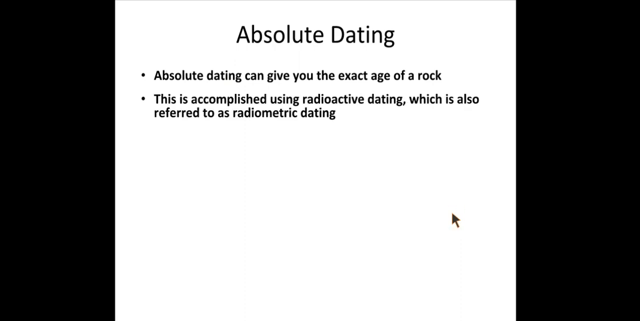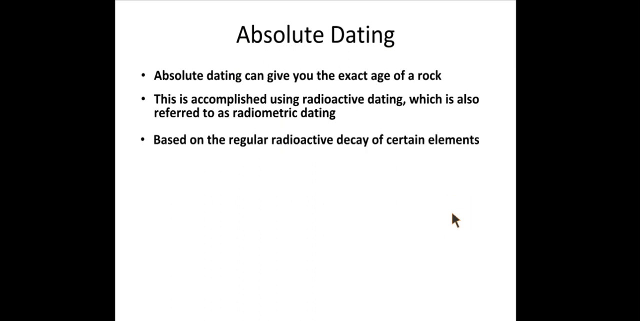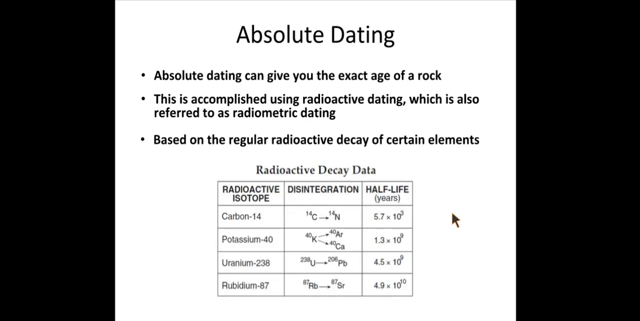But in absolute dating, it's really more about coming up with a number or an exact age of the rock. And we can accomplish that through radioactive dating. It's also called radiometric dating. And it's based on the regular radioactive decay of certain elements. And you can find this table on the front page of your Earth Science reference table, and it lists the 4 radioactive isotopes that we're going to be concerned with this year in Earth Science. And it also lists what it will decay into, or the daughter product that will be created. So for example, carbon-14 will decay into N14, and it also gives us the half-life, or the amount of time it's going to take for half of that carbon-14 to decay into N14.